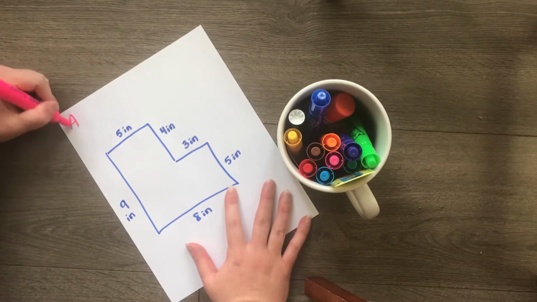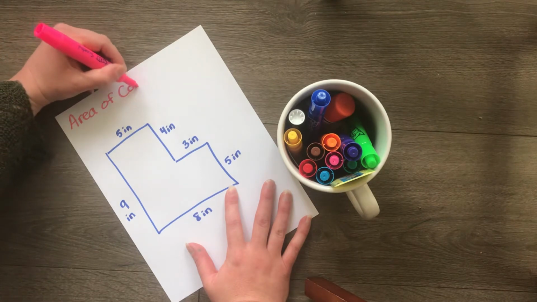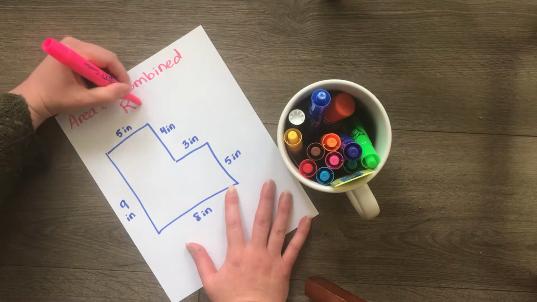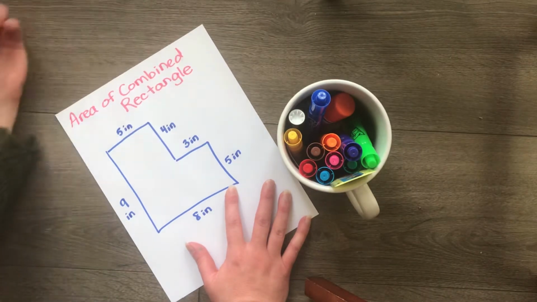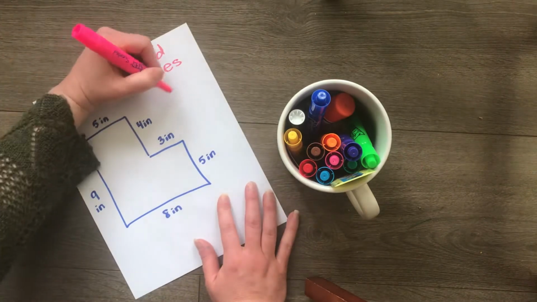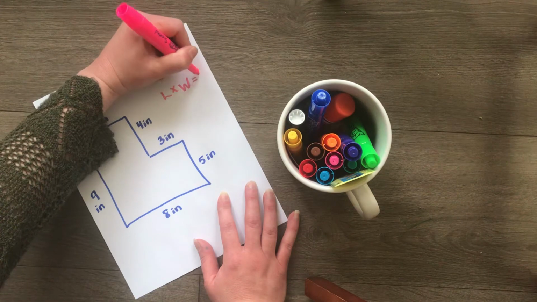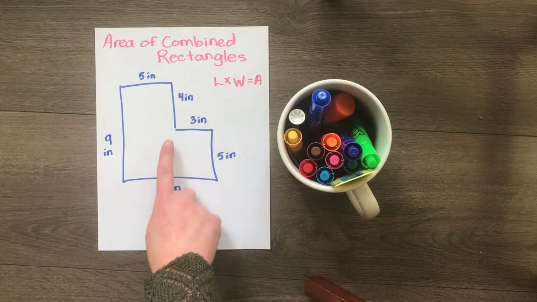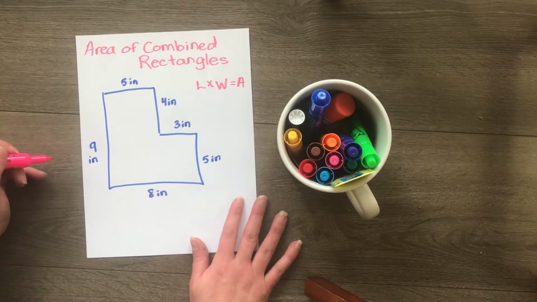Let me write that up top. Area of combined rectangles. Now we know how to find the area of a rectangle. We know that the area of a rectangle is length times width. But this is not a rectangle. What are we gonna do with this?